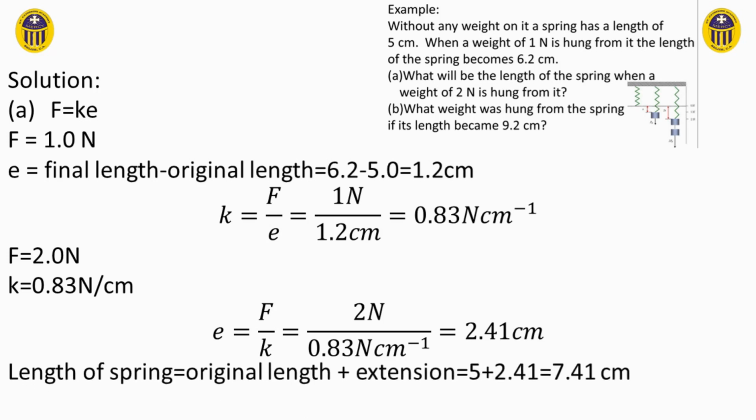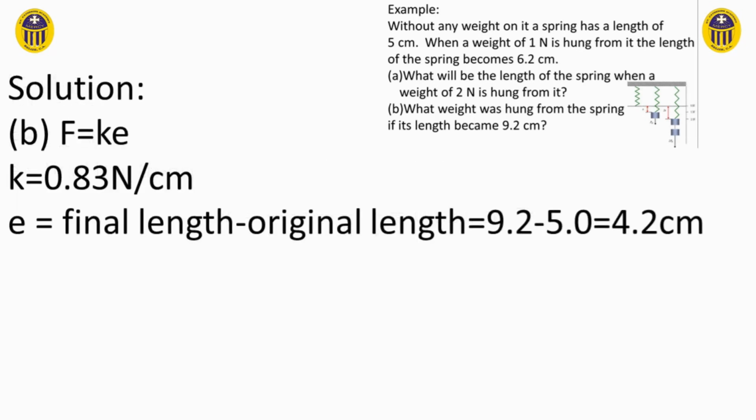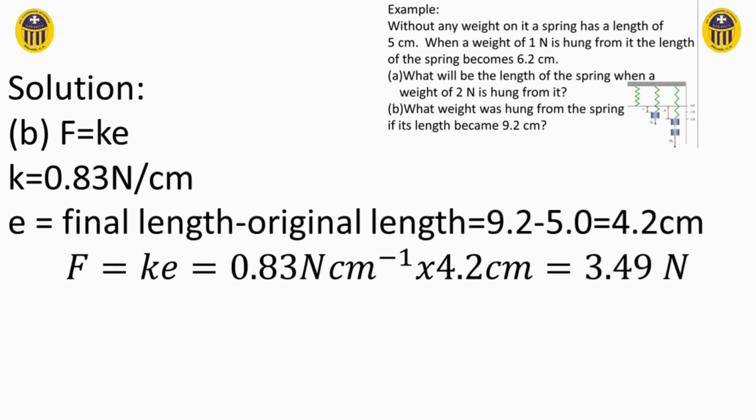The length of the spring will then therefore be the original length plus the extension. So 5 plus 2.41 gives us a total length of 7.41 centimeters. Part B. The extension in this case is 9.2 minus 5.0, which is 4.2 centimeters. The spring constant is the same, 0.83 newtons per centimeter. So the force used would be the spring constant K times the extension E. When we multiply 0.83 times 4.2, that gives us 3.49 newtons to 2 decimal places.